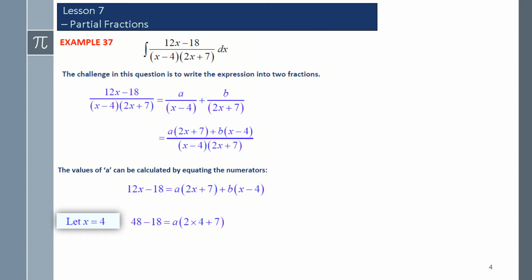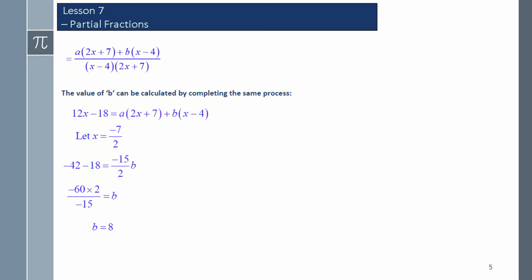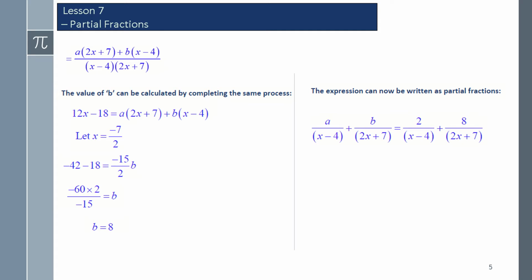We then simplify. We can now isolate and make A the subject, and A is 2. And now finding B. The value of B can be calculated by completing the same process. Here we have our left-hand side, which is a numerator, and we're equating it with the partial fractions numerator. If we let x equal negative 7 on 2, when we sub in here, that's going to make A equal 0. Hence, we can find a value for B. So subbing in negative 7 on 2, I now rearrange, isolate B to make B the subject, and we have B equals 8.